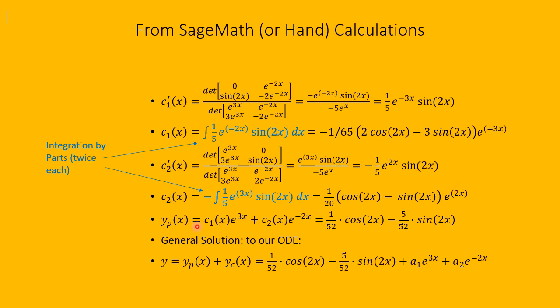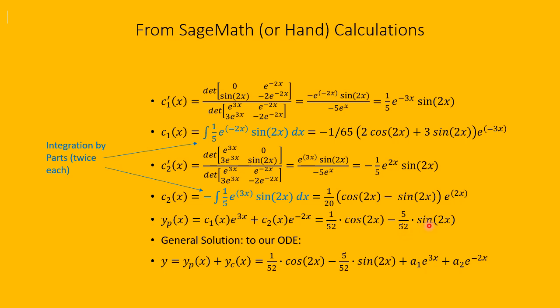So y sub p of x then is, by our method, variation of parameters, c1 of x times e to the 3x plus c2 of x times e to the minus 2x. Remember that e to the 3x and e to the minus 2x were solutions to the corresponding homogeneous problem. We know what c1 and c2 are. We just calculated them up here. Substitute them in, simplify, and we find that y sub p is 1 over 52 cosine 2x minus 5 over 52 sine 2x.